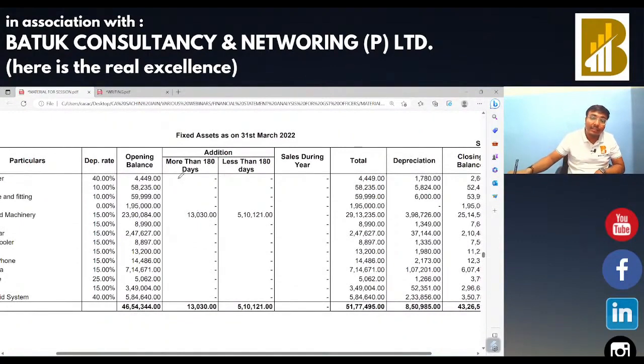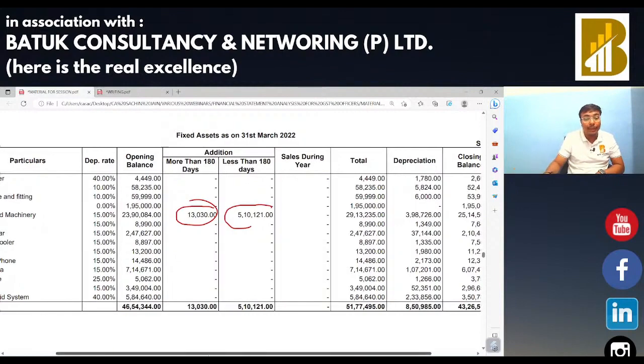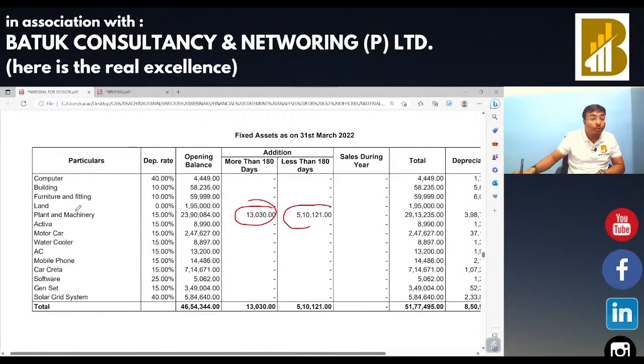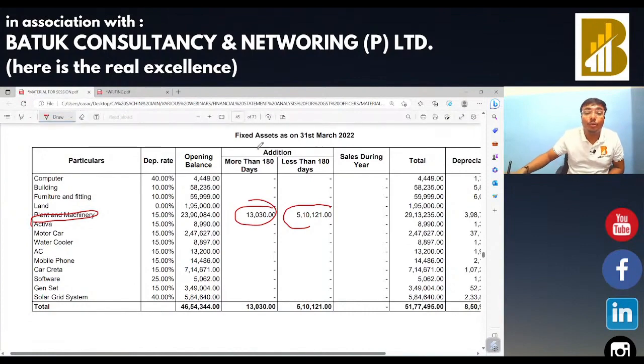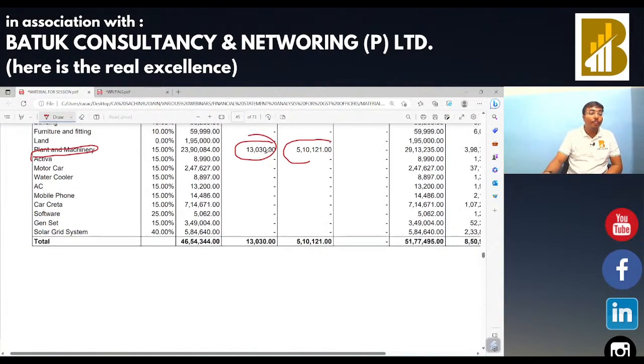Fixed assets chart, sir, there is an addition of 13,000 and 5,10,000 rupees in case of plant and machinery. So we need to check that the depreciation is claimed only on the taxable value, not on the GST figure. And if the depreciation is claimed on the GST figure also, in that case we need to check that input tax credit has not been claimed by the party. That is what we need to check in case of additions to fixed assets. Okay, sir.